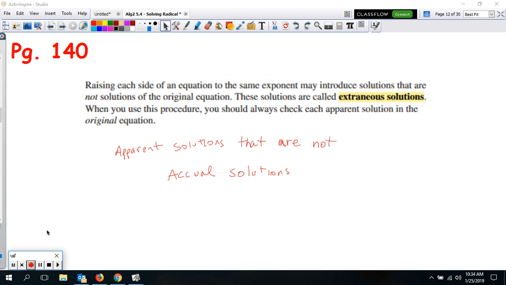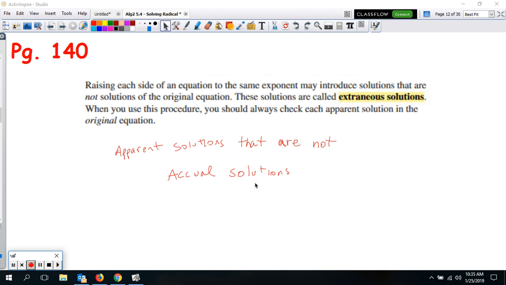Okay, so back on page 140, there's a second vocabulary word that says extraneous solutions. We are going to see some extraneous solutions in this chapter, and we've seen some of them before. But basically, an extraneous solution, and you might want to write this down: extraneous solutions are apparent solutions that are not actual solutions. That's what you can write down for this vocabulary word, apparent solutions that are not actual solutions.